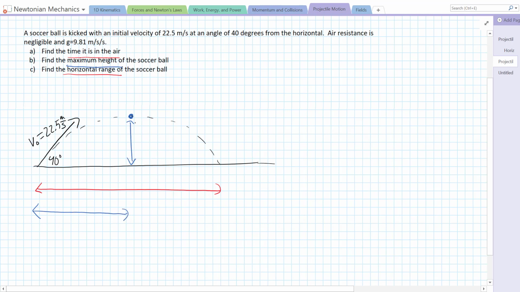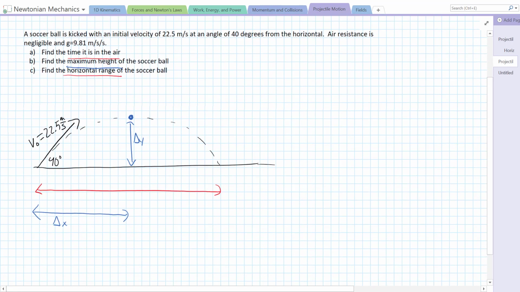So depending on which part we're doing, we're basically solving a different problem. For part B, our delta y is some unknown, and our delta x is half the horizontal distance. For parts A and C, our delta y is 0, and our delta x is just the total range. So let's just look at parts A and C first.